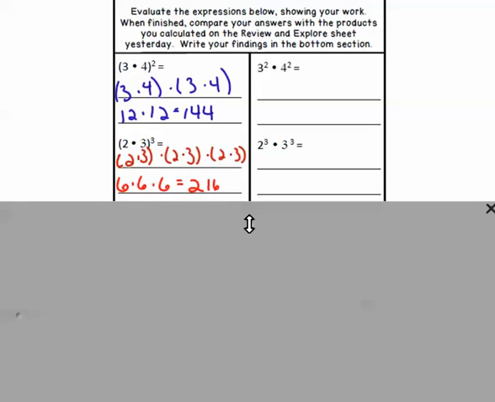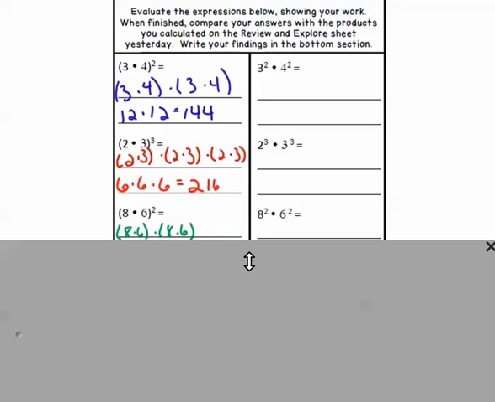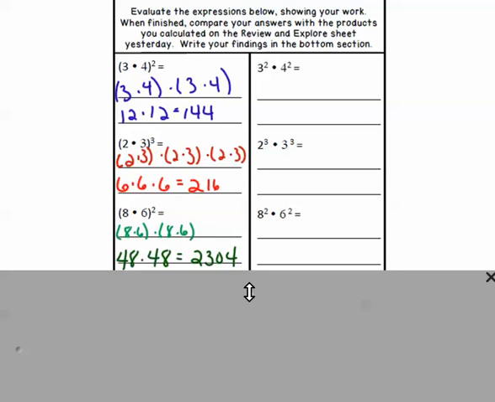And then we'll write out one more example to investigate. And let's take some bigger numbers. Let's use (8 times 6) squared, which would be 8 times 6 times 8 times 6. And that's 48 times 48. And if you check my work on a calculator, you'll see that that product is 2,304.